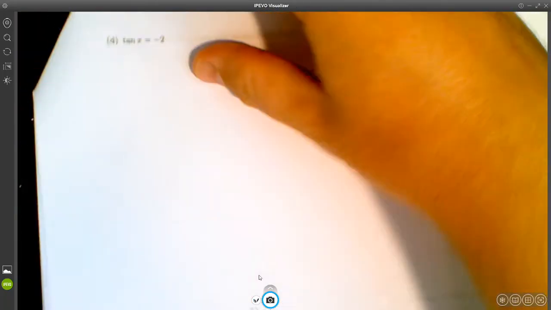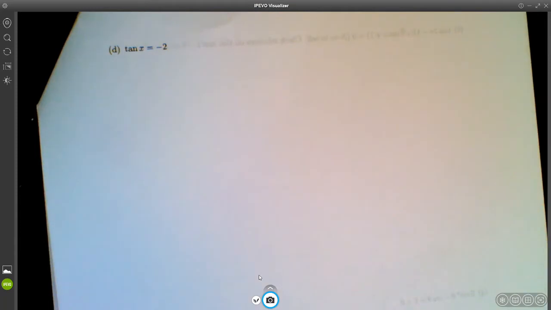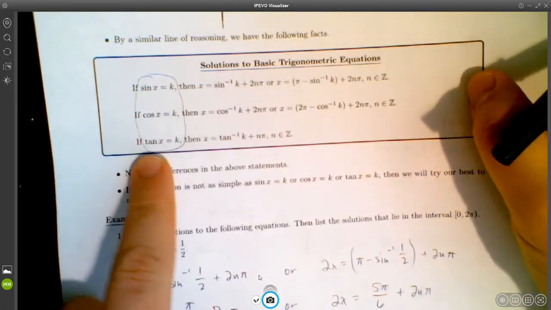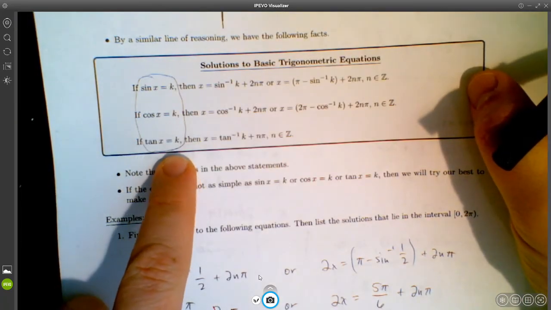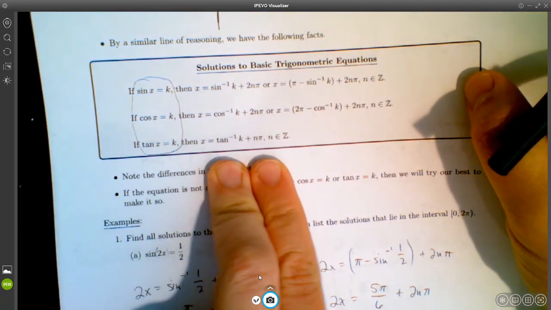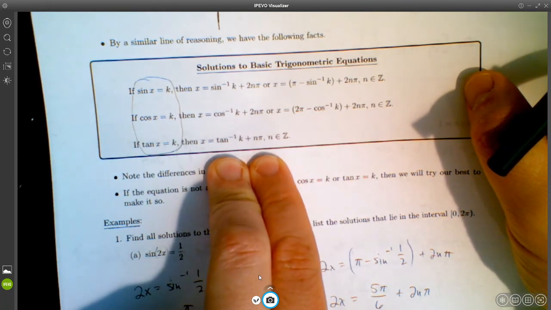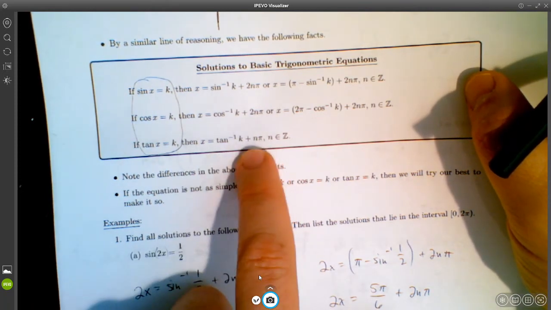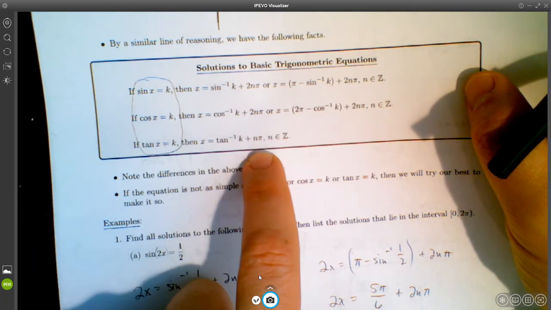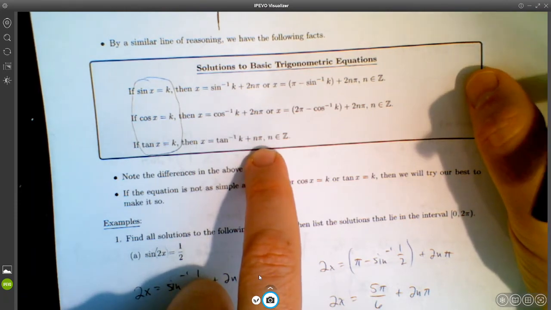Let's do a tangent. Tangent x equals -2. Okay, so for the tangent function, the rule is a little bit different, right? Whenever you have tan x equals k, then you just get one solution, right? It's tangent inverse of k. But it repeats every pi units instead of repeating every 2 pi units, okay? So it's tangent inverse of k plus n pi.